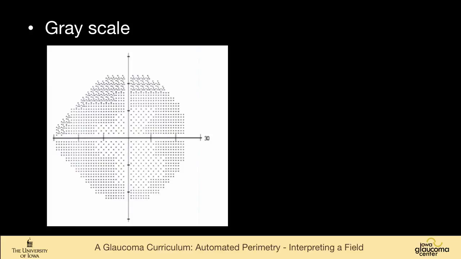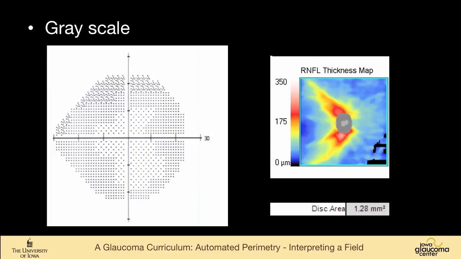This is someone whose grayscale does not have a blind spot. That's okay because these test points are 6 degrees apart, and if you have a little tiny optic nerve head, it may drop in between the test points.